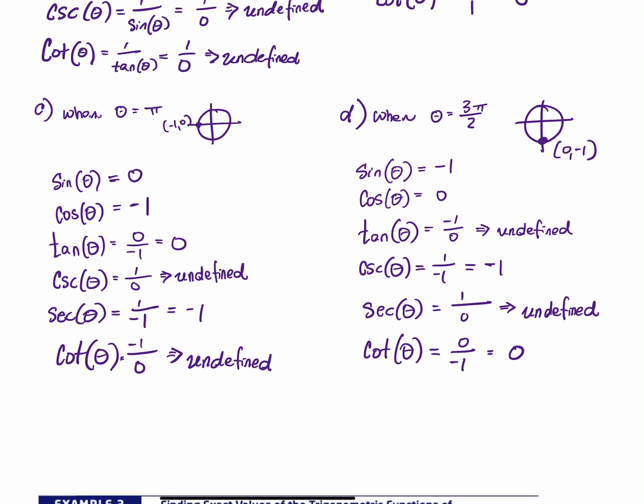So notice we get some undefined values for the quadrantal angles, and that's because for some of the trig functions, sometimes the sine is 0, sometimes the cosine is 0. So anywhere where they appear in a denominator, we're going to get an undefined result.